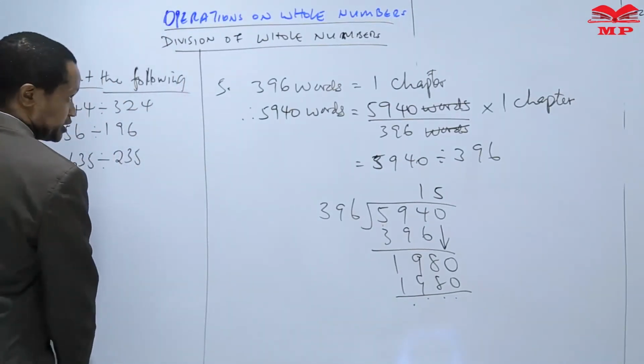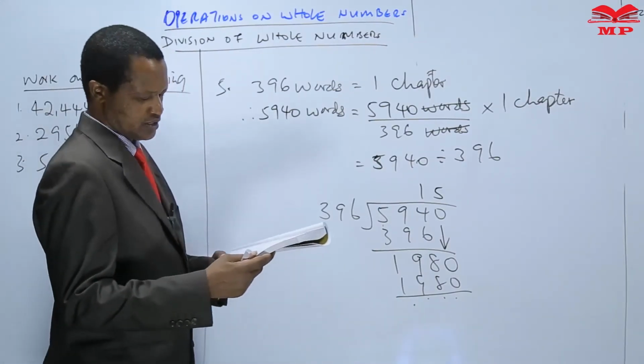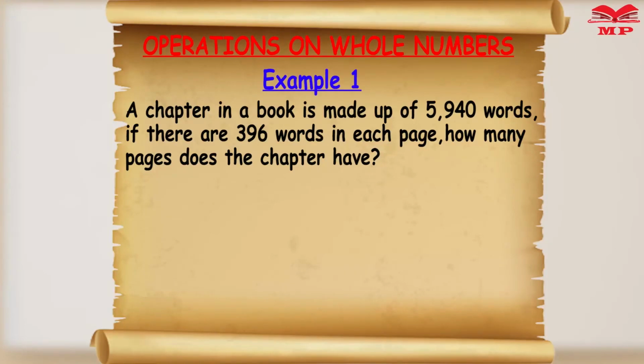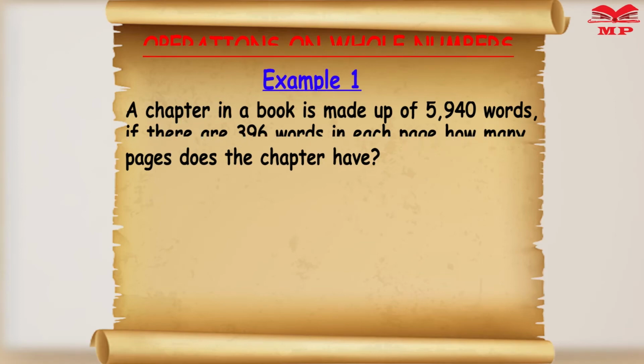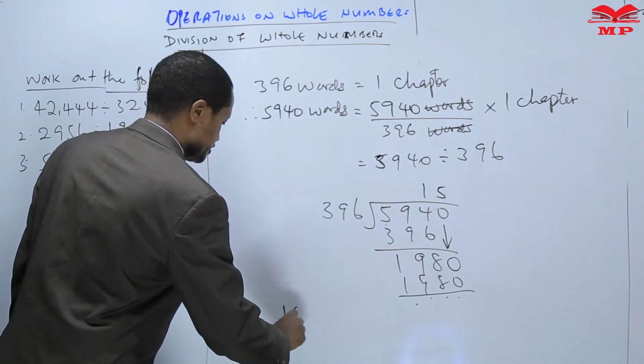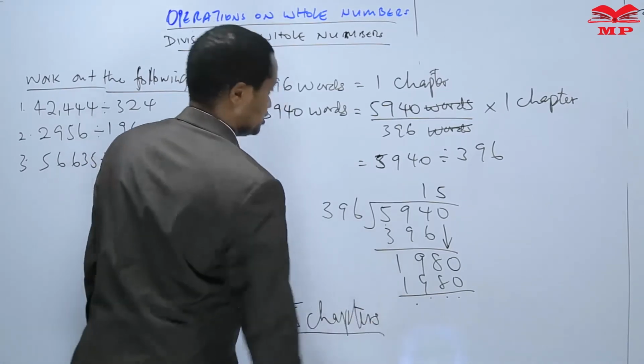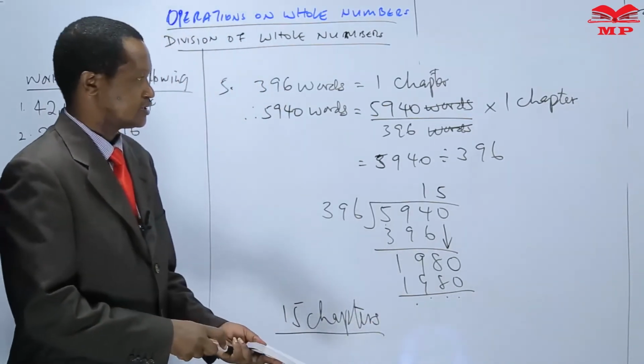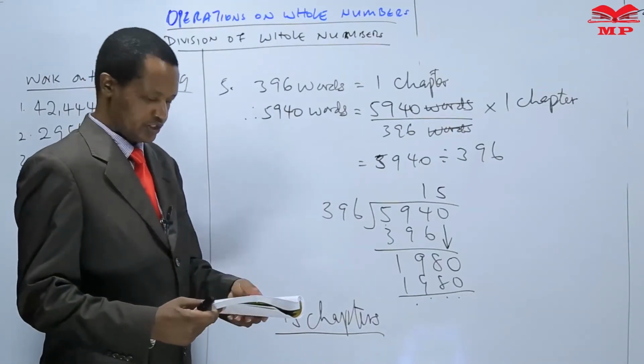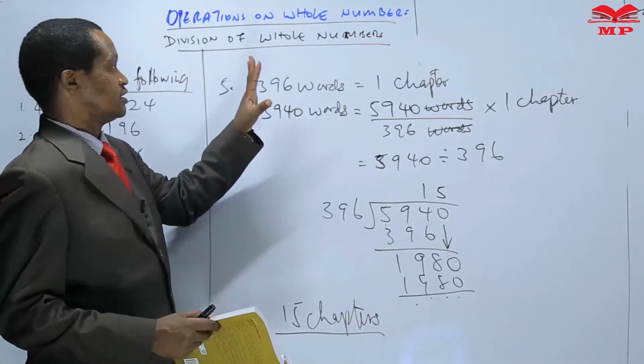So the question is, if there are 396 words in each page, how many pages does the chapter have? So the answer is 15 pages. So learners, that will mark the end of our today's lesson, where we have revised the operation known as division.